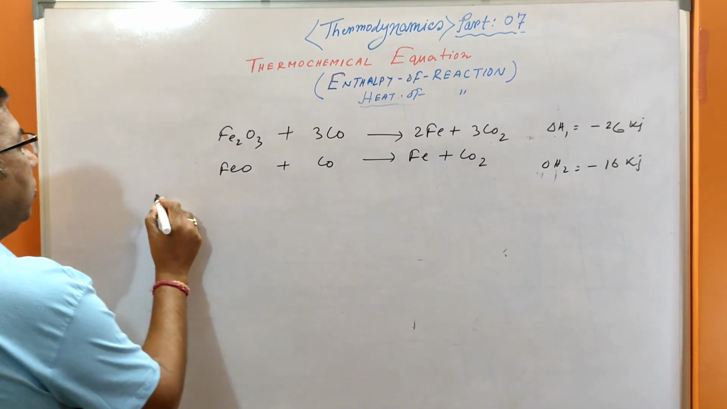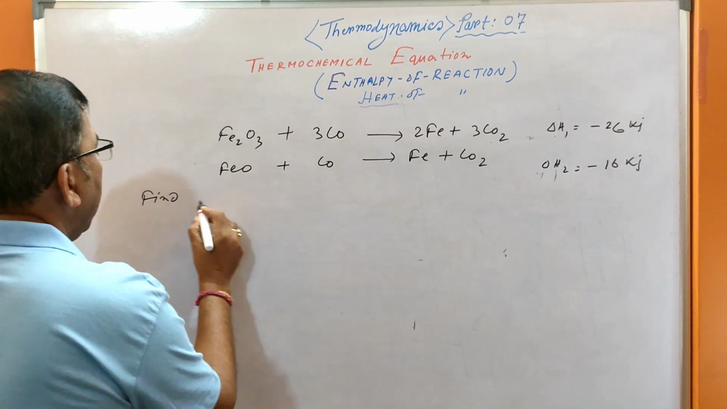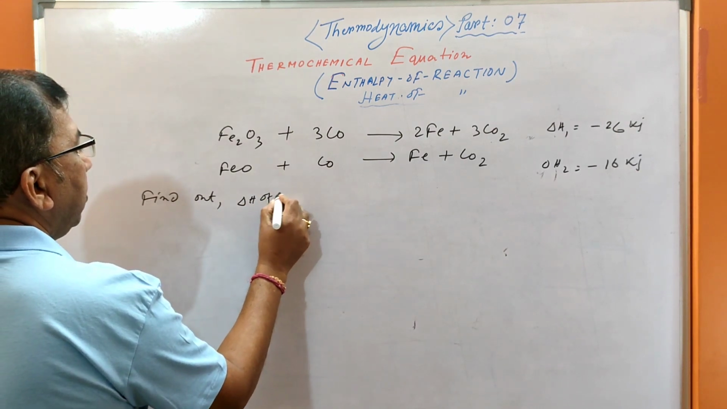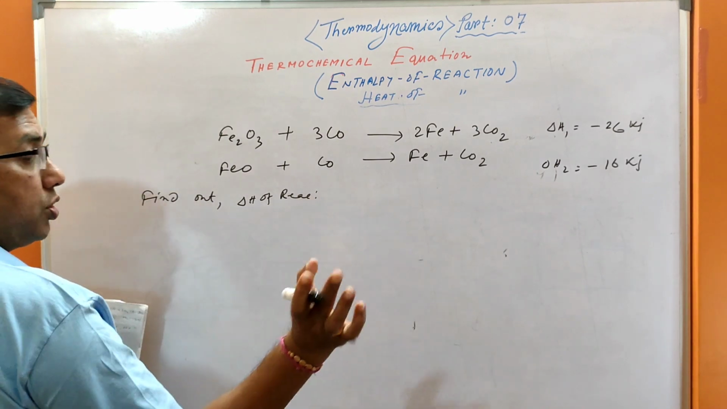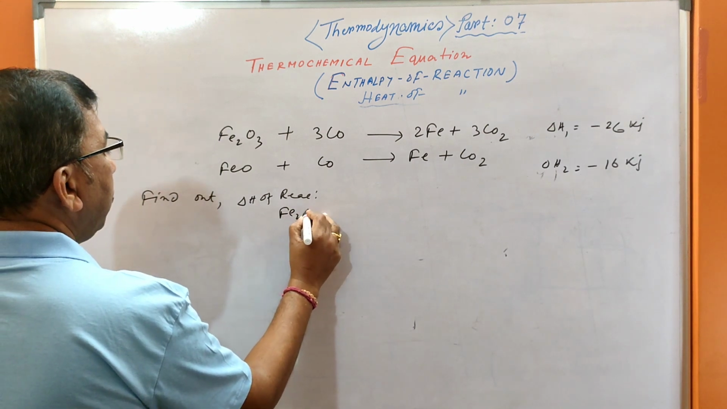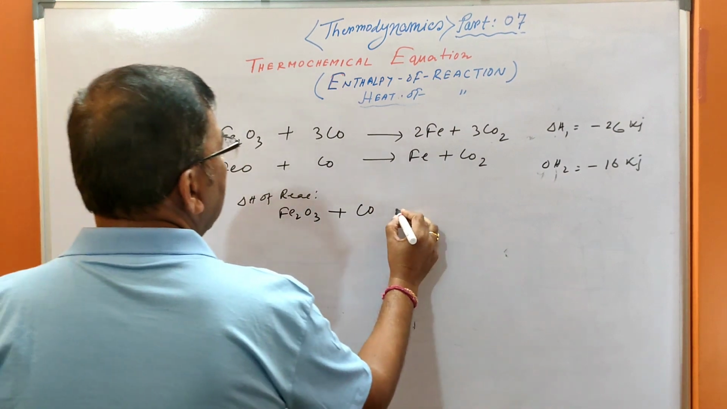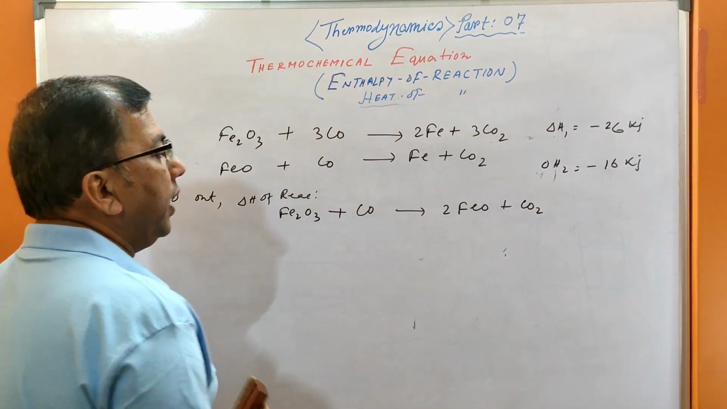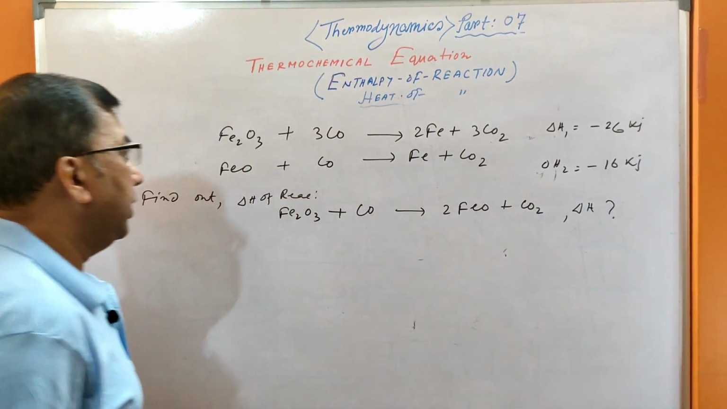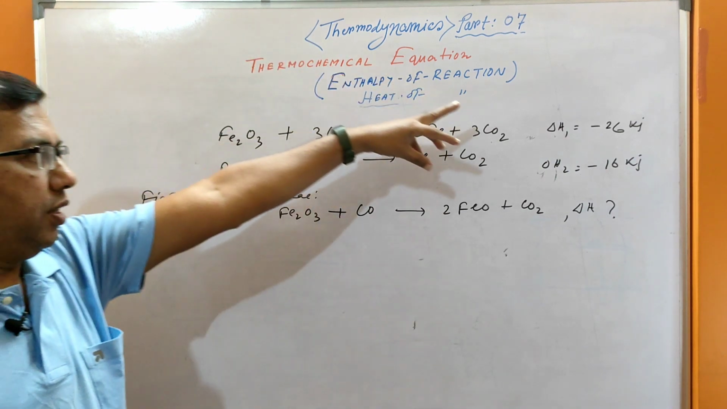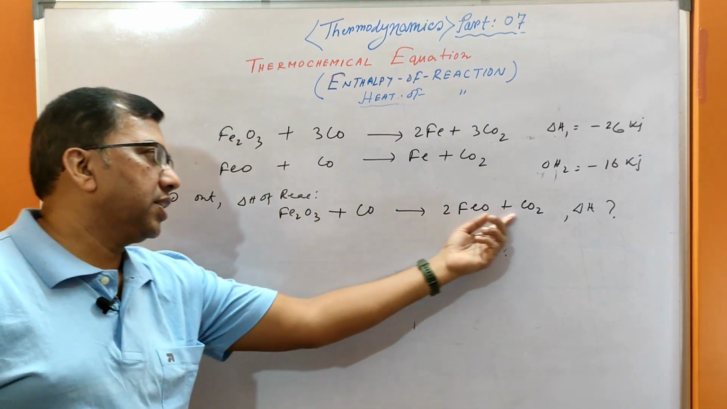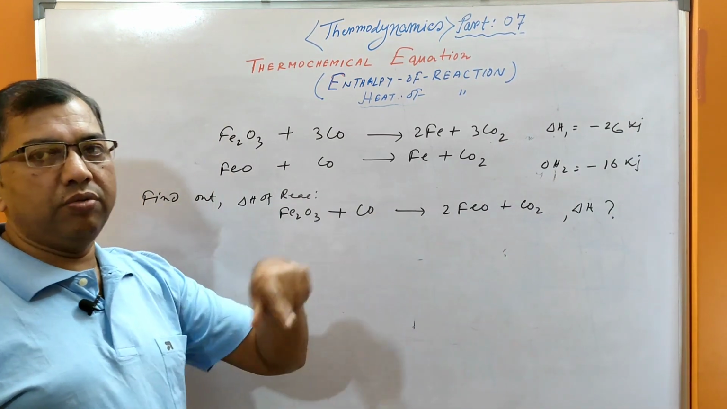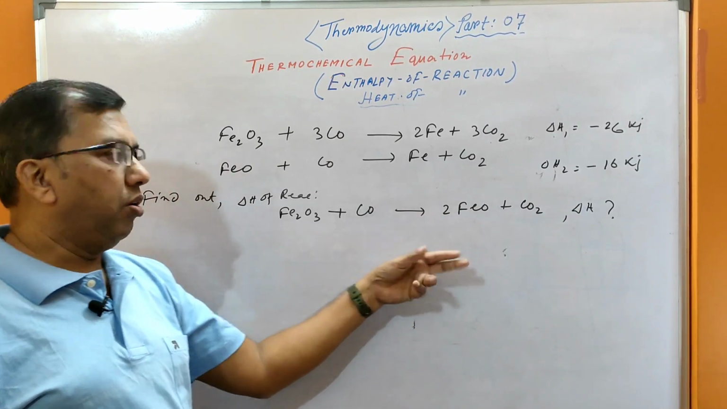And the question is, find out the delta H of the reaction. Write the question: delta H of the reaction of Fe2O3 plus CO to FeO plus CO2. You have to find this. Delta H how much? Now this is given, delta H1 given, delta H2 given. So find the delta H of this reaction. You have to find the heat of reaction, not heat of formation.